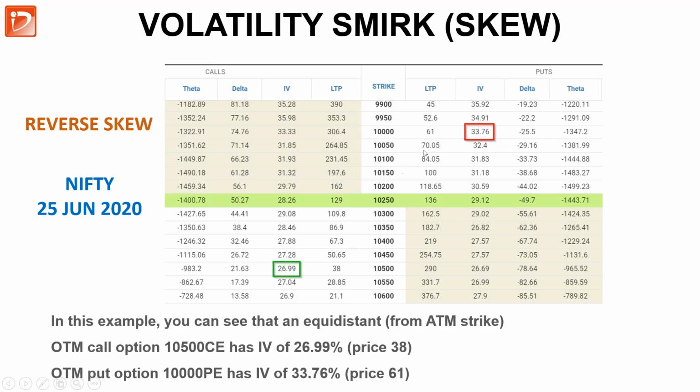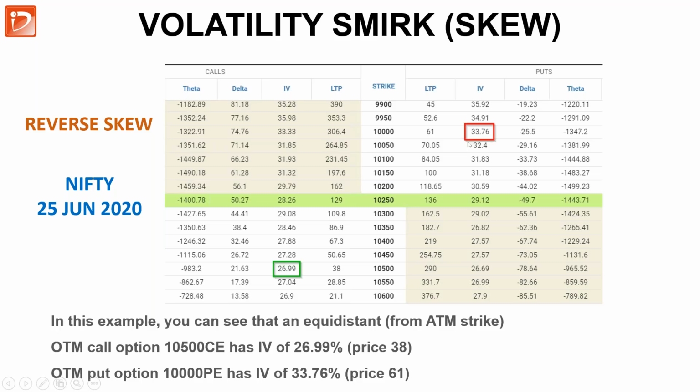If you look, this is an example here. If you look at the out of the money put option and out of the money call option, this is an equidistant put option and equidistant call option. So 250 points away and 250 points away. The spot price is around 10,244.